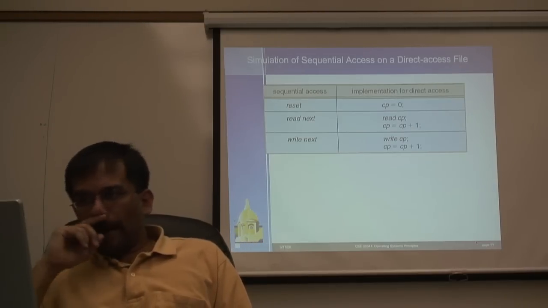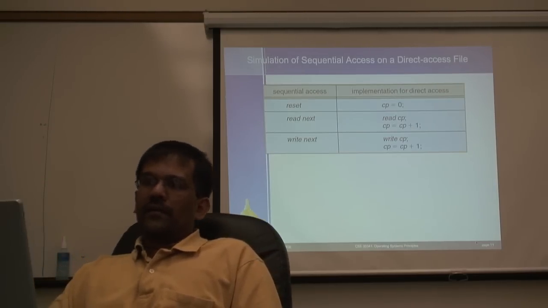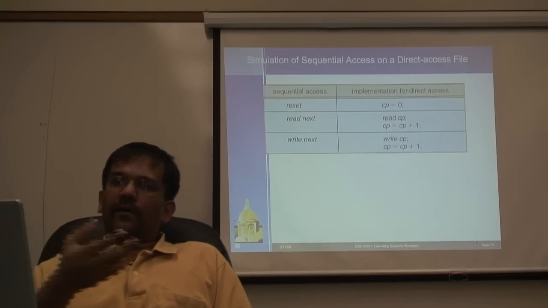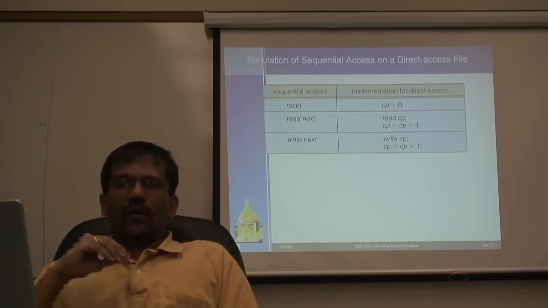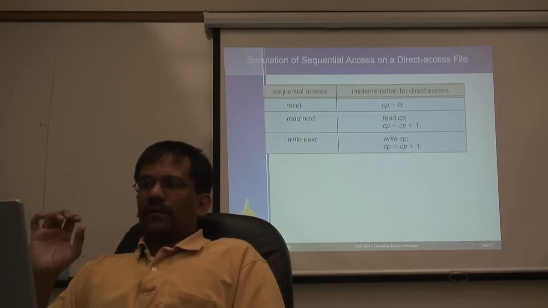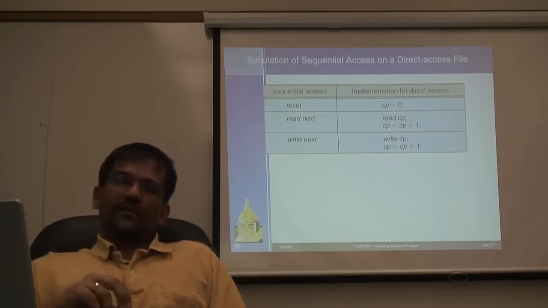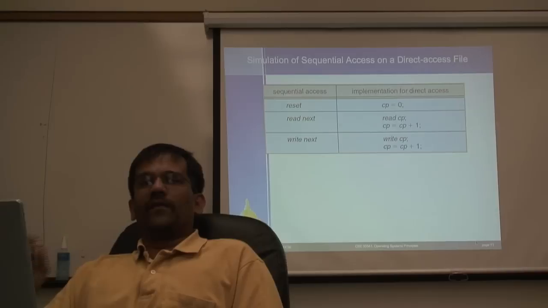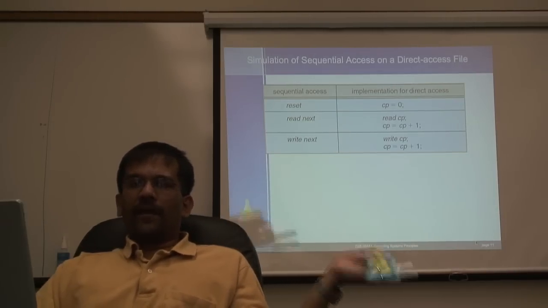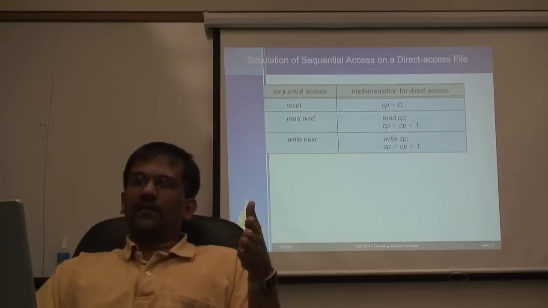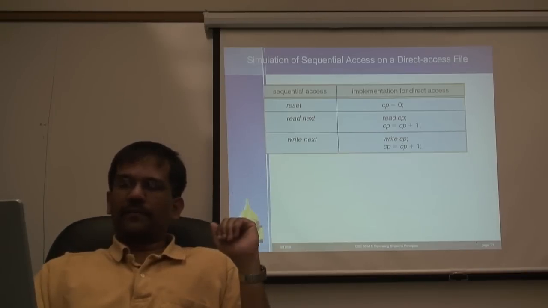The same with the write one. And when you do a reset, you set the current pointer all the way to the back, right? And if you do want to implement direct access or sequential access, it'll be slow. Essentially, whenever you do a seek, you go all the way back, you do a rewind, and then you start reading from there till the point where you want to read, right?